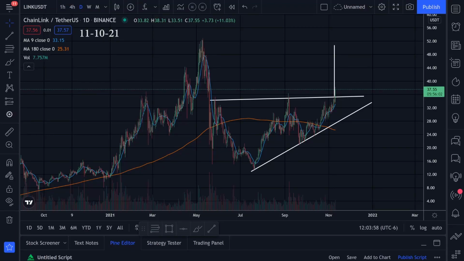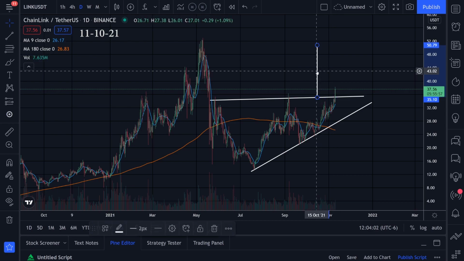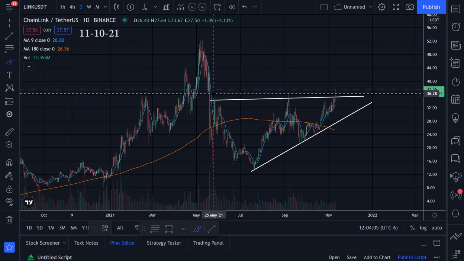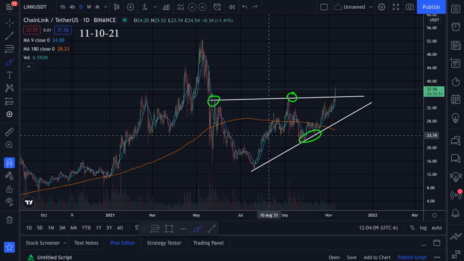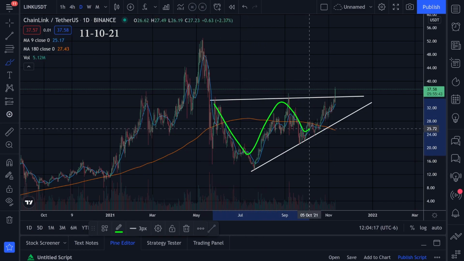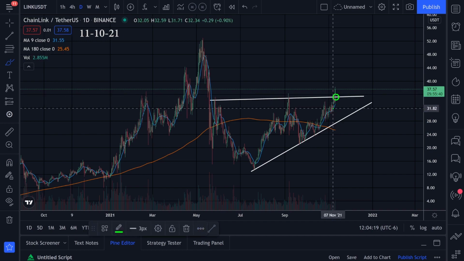Let's take a look at the chart action for Chainlink. Alright, so it looks like we got a breakout on Chainlink. Let me show you what I'm looking at, or what I've been targeting. So we have resistance right here, resistance right here, we have support right here, and support right here. I was watching this triangle pattern like this, and we got a breakout to the upside right here.